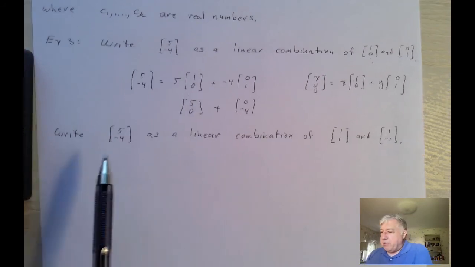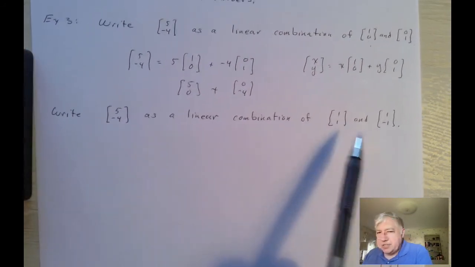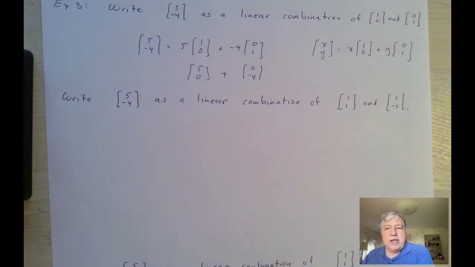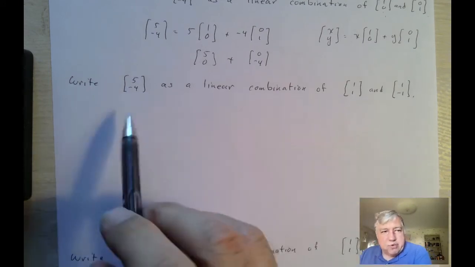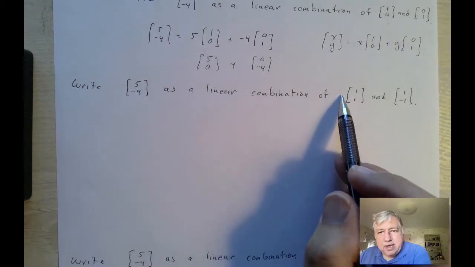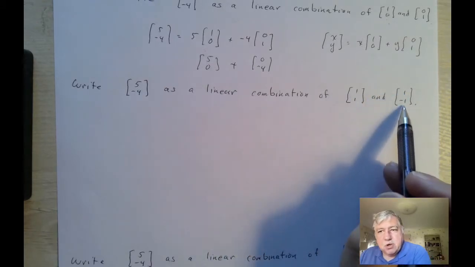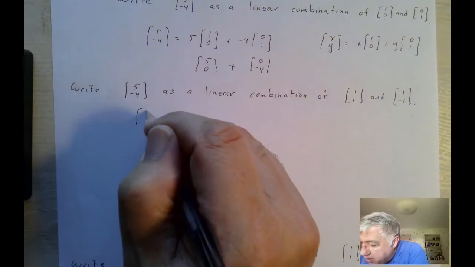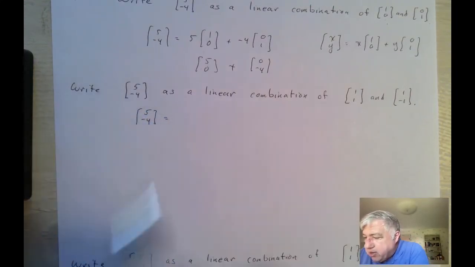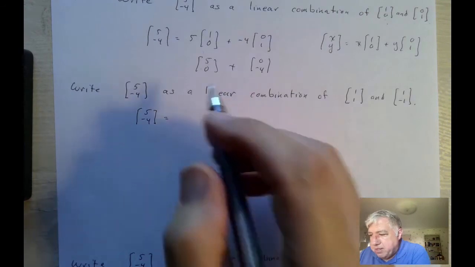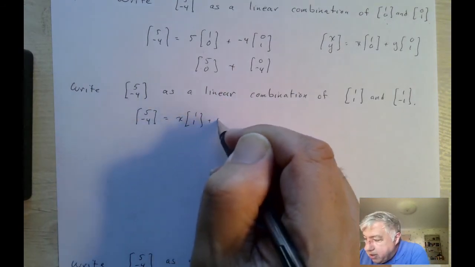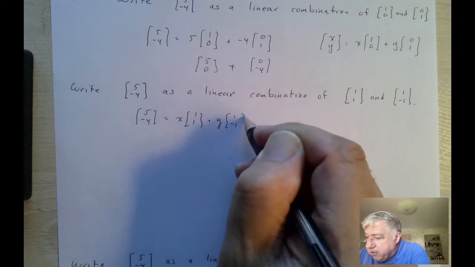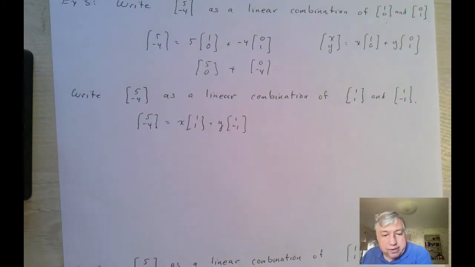We can also write the same vector as a linear combination of a different set of vectors, like in this case 1, 1 and 1, negative 1. Now for this we have to do a little bit more work. What we're trying to do is write this as something times 1, 1 plus something times 1, negative 1. In this case we'll let our scalars be the letters x and y. We want to find x times 1, 1 plus y times 1, negative 1. That's what we're trying to find, right?